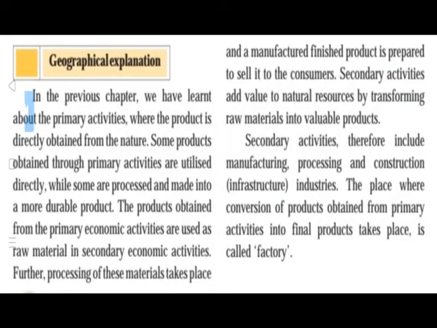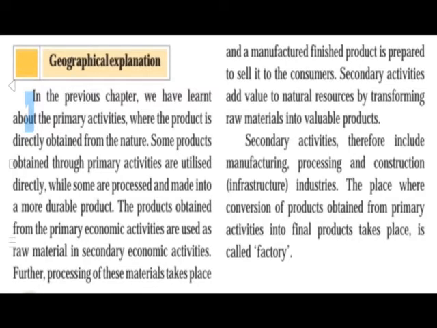Now, in the previous chapter, we have learnt about primary activities. Now, this is a connect after the primary activities. What gets into secondary activities? In primary activities, the product is directly obtained from nature. We saw it in the previous chapter. Some products obtained through primary activities are used directly, while some are processed and made into a more durable product. Now, what does durable over here mean? Which lasts for a long time.